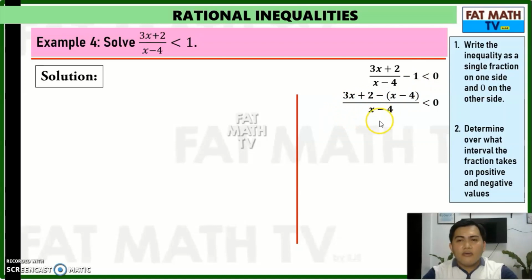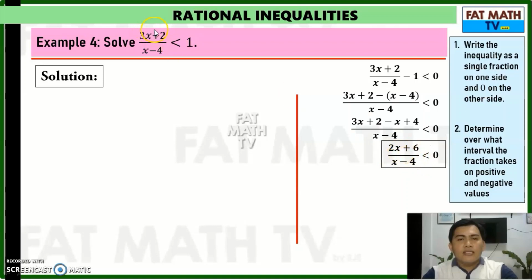Okay? And then if we simplify the numerator, we will have 3x plus 2 minus x, and then this will be plus 4. Okay, over x minus 4 is less than 0. 3x minus x can be simplified to 2x, and then 2 plus 4 is 6. Copy x minus 4 on the denominator. So this one here is just equivalent to this one. So this is already a single fraction on the left and 0 on the right.